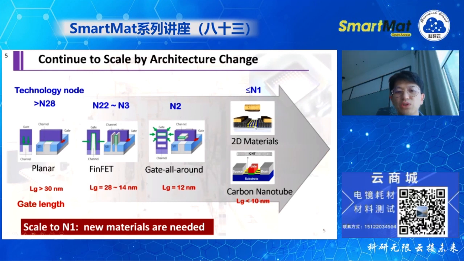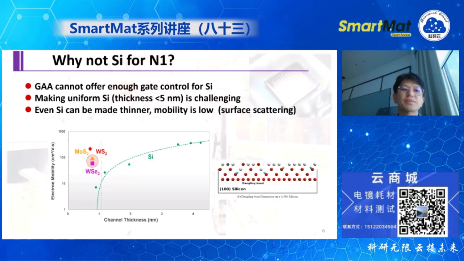You can try to use new materials, for example 2D materials with a thickness of about 1 nanometer, or carbon nanotubes with a thickness also of 1 nanometer. The thinner thickness allows the gate electric field to penetrate the channel material more easily. So ultra-thin material down to 1 nanometer should provide new chances for future electronics if people really want to push the technology node to N1.